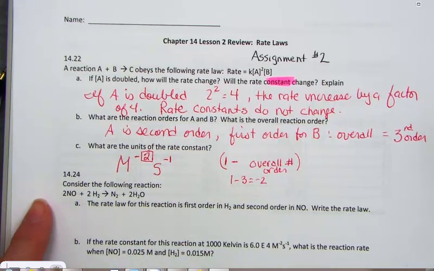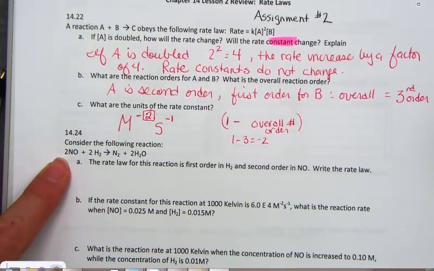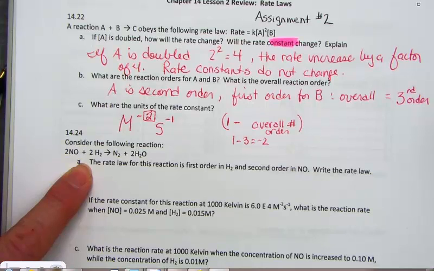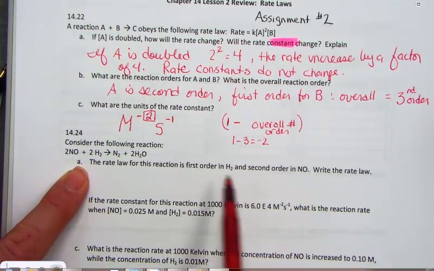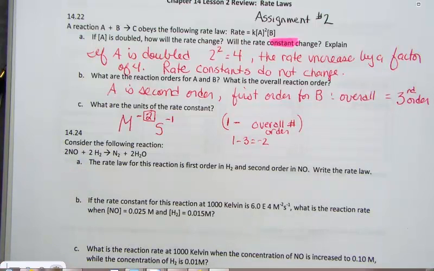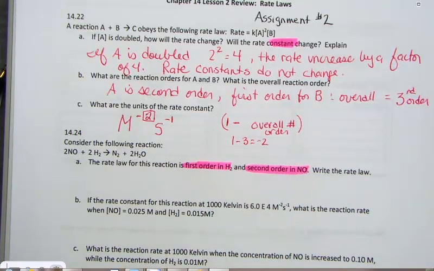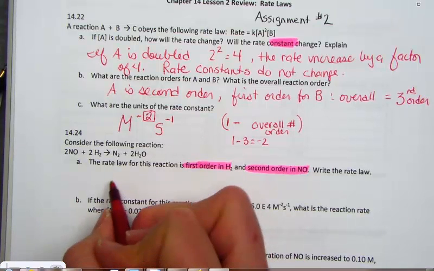Let's consider 24. Keep checking our work. An equation that has 2 NO plus 2 H2 yielding N2 and water. The rate law for this reaction is first order with respect to hydrogen, so its exponent would be raised to the first power, and second order with respect to NO. Turn that into a rate law.